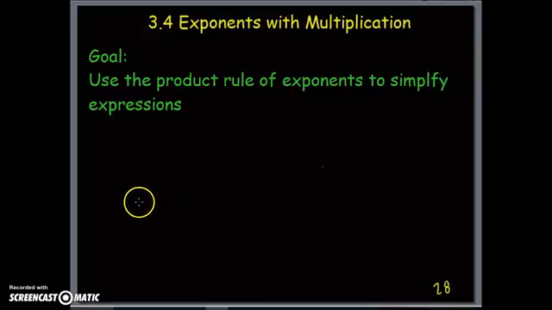Today's video is going to cover lesson 3.4, exponents with multiplication. It should be page 28. We're back in cluster 3. The goal for today will be to use the product rule of exponents to simplify expressions.